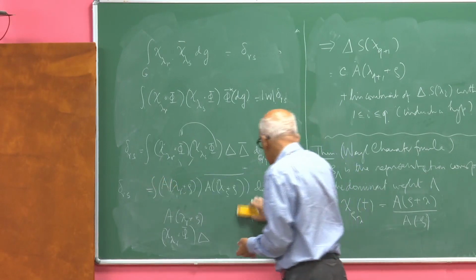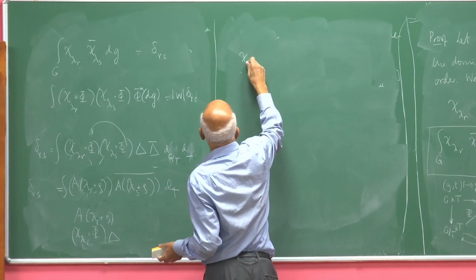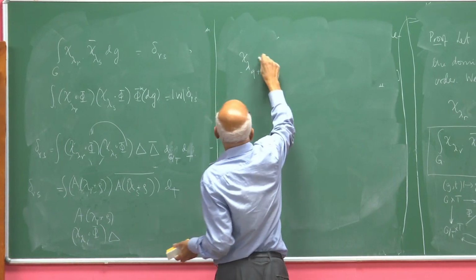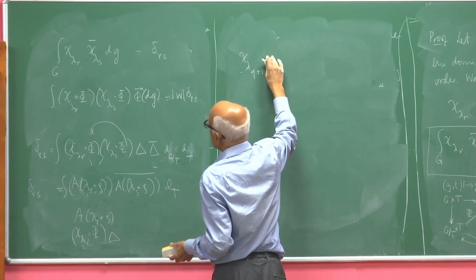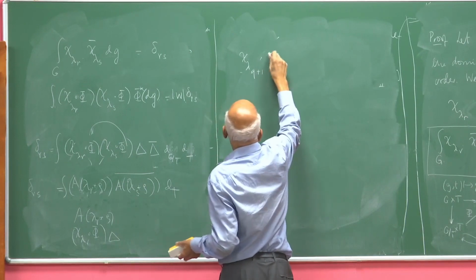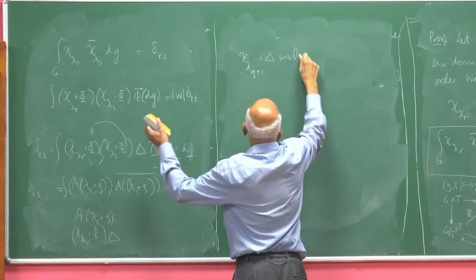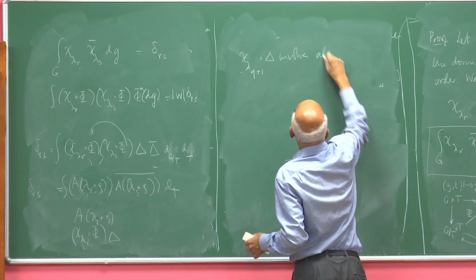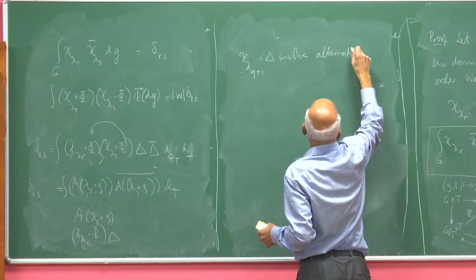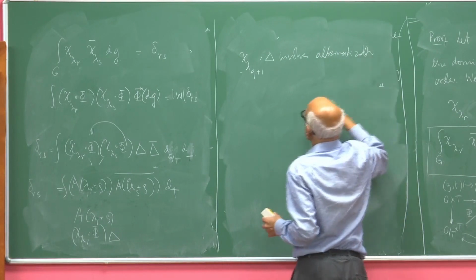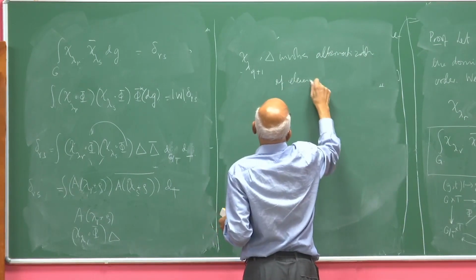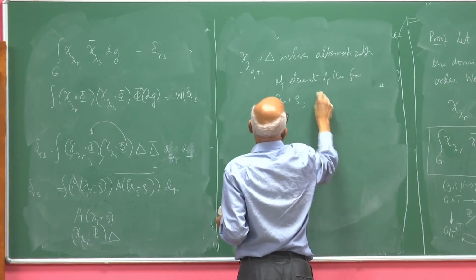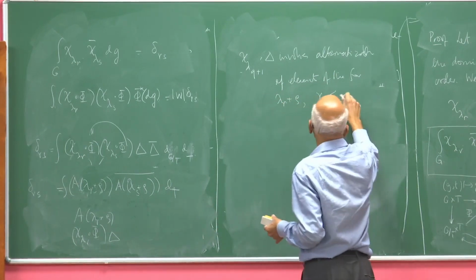Okay, so the point is chi lambda r, let me write chi lambda q plus 1, times delta. It's a very similar argument to what we did a little earlier. It involves alternatization of elements of the form lambda r plus rho with r less than or equal to q plus 1.